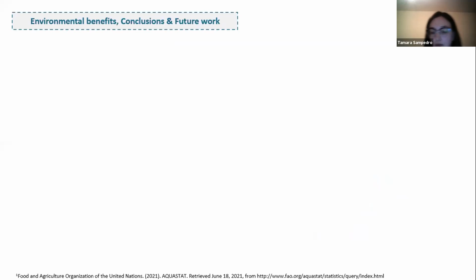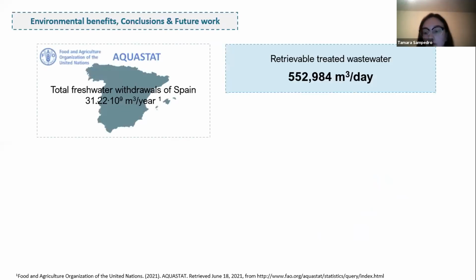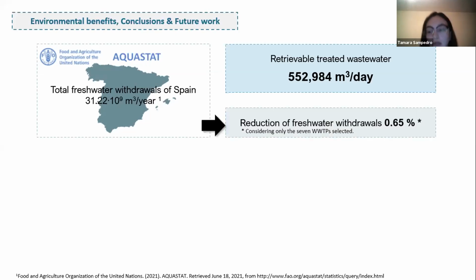And taking into account the total freshwater withdrawals of Spain and the total volume of treated wastewater that would be reclaimed in the selected wastewater treatment plants, the implementation of this technology would suppose a reduction of freshwater withdrawals in Spain of 0.65%, considering only the 7 wastewater treatment plants selected. You can see that there is a great potential for freshwater withdrawal reduction.